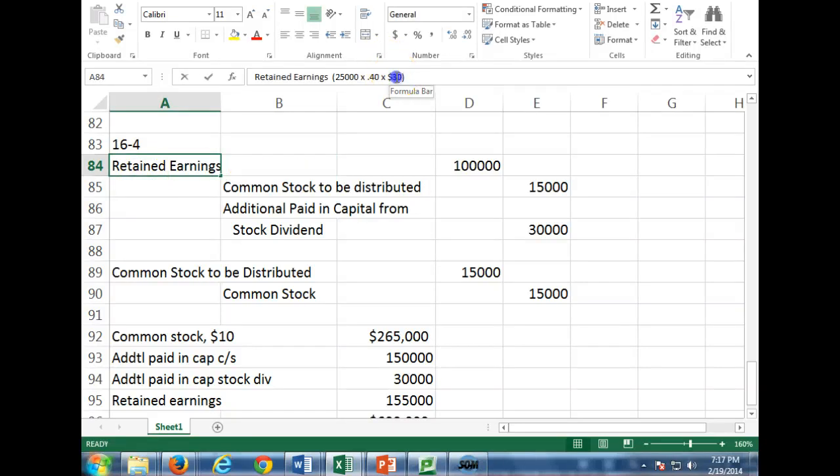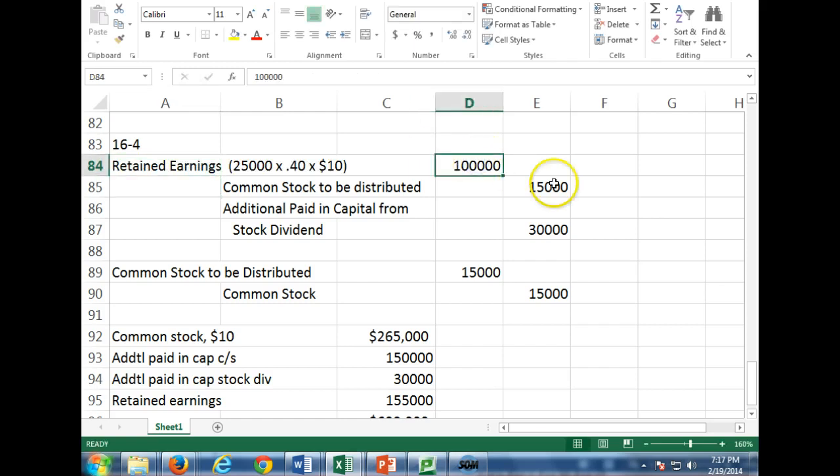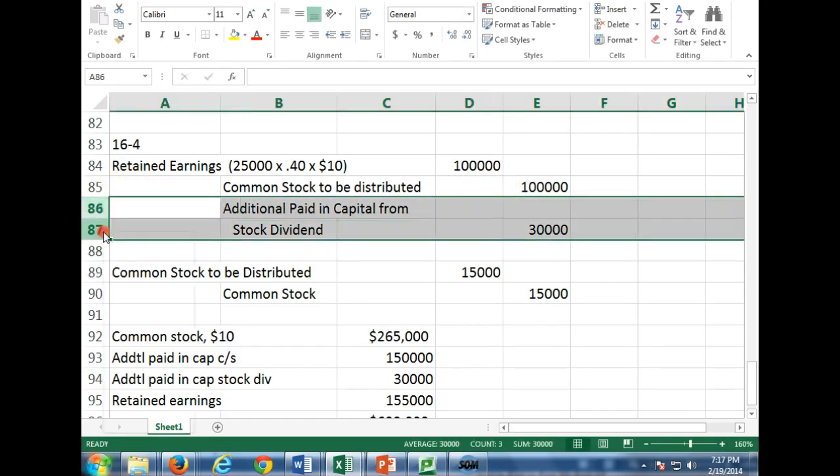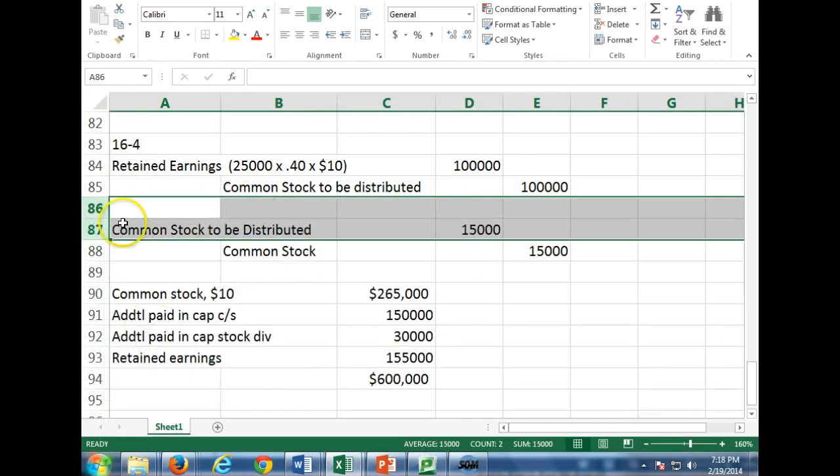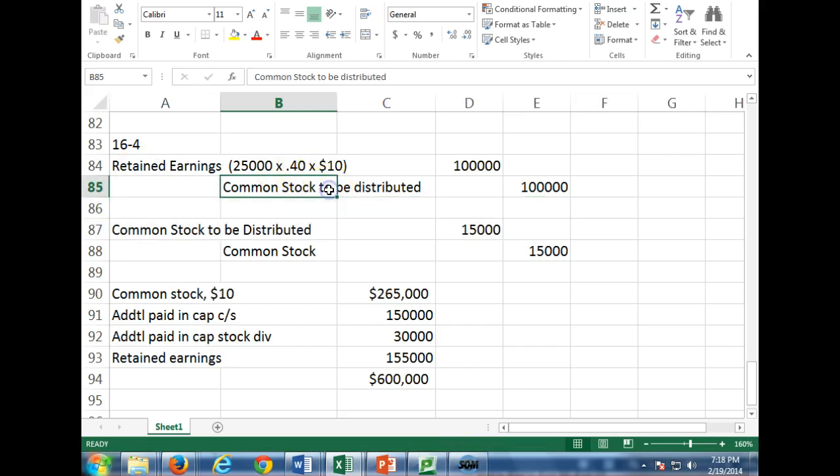Like I was doing, we're going to now take it at par value, okay? And that's going to make it 100,000. And all of the common stock to be distributed is going to be at par value. It's not going to be at additional paid-in capital, right? Why? Because it's all at par, right? 25,000 times 40% times $10 is all going to go in at par value.